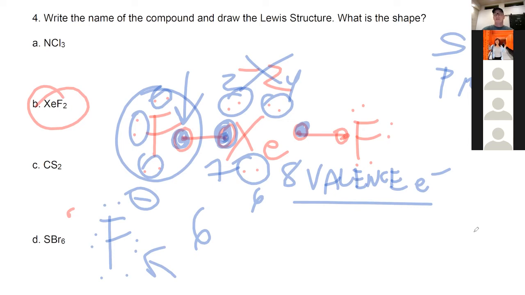So fluoride ion is really, really stable because it's really, really small and it has 8 total electrons. And so it's very stable. So xenon has no charge. The fluorines have no charge.